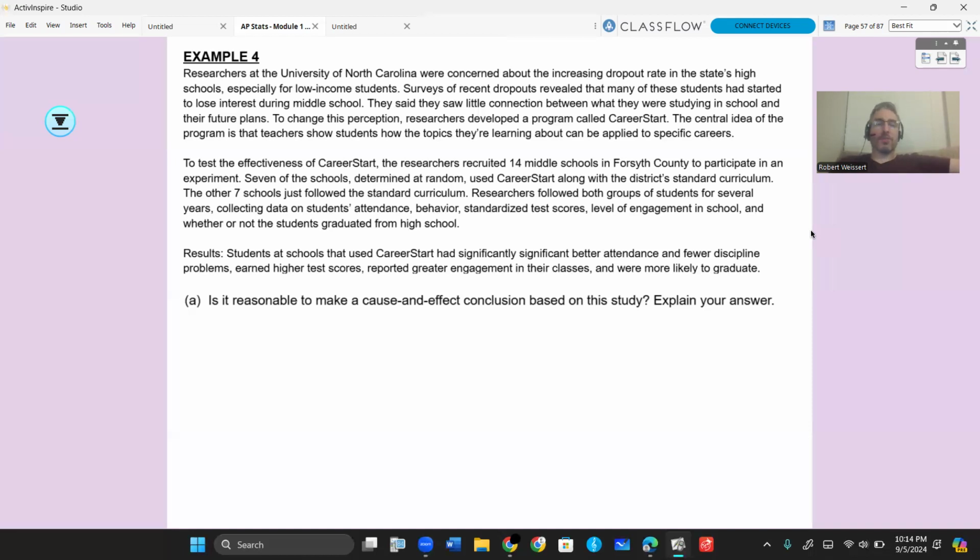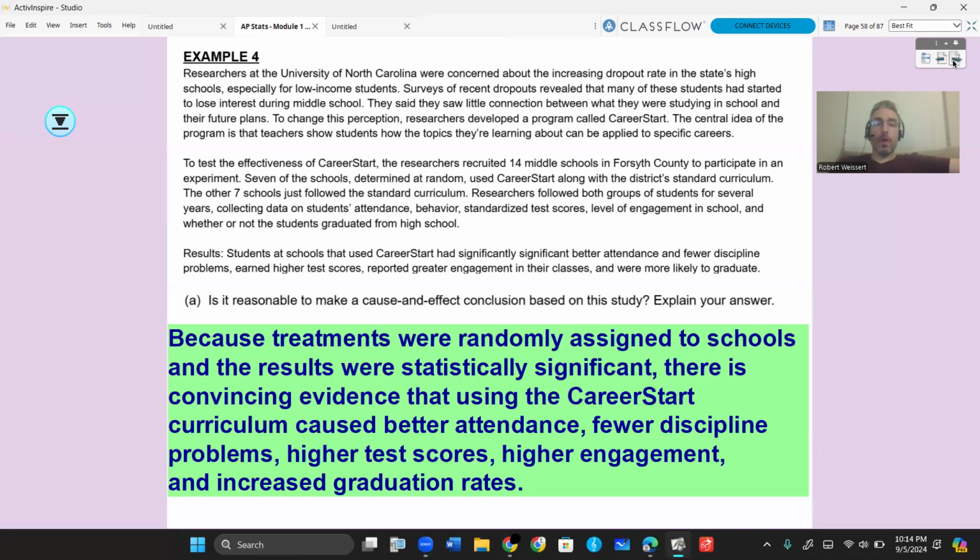Here's the question. Is it reasonable to make a cause and effect conclusion based on the study? Explain your answer. Well, both treatments were randomly assigned, so the results were statistically significant. Therefore, we have convincing evidence, and since there is convincing evidence that this curriculum caused better attendance, it is reasonable to assume that. So I should probably say yes here, it is reasonable. Okay, there is convincing evidence.